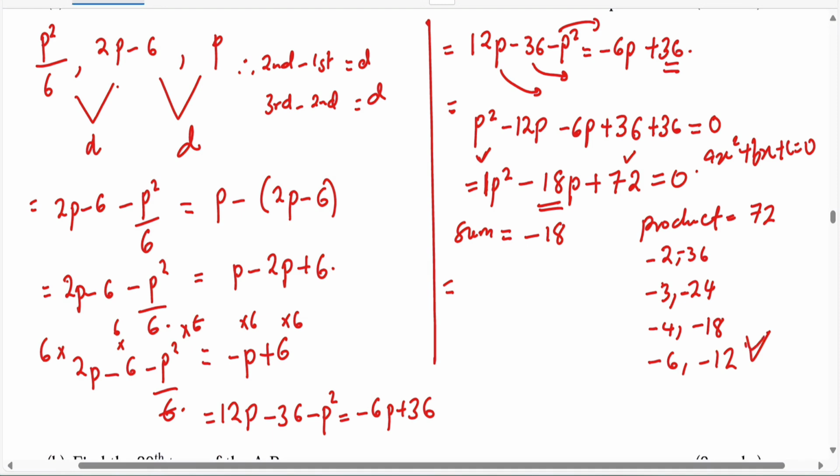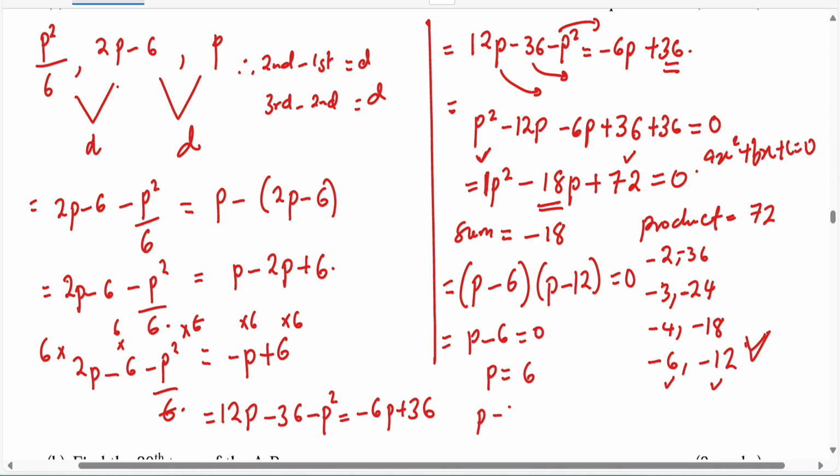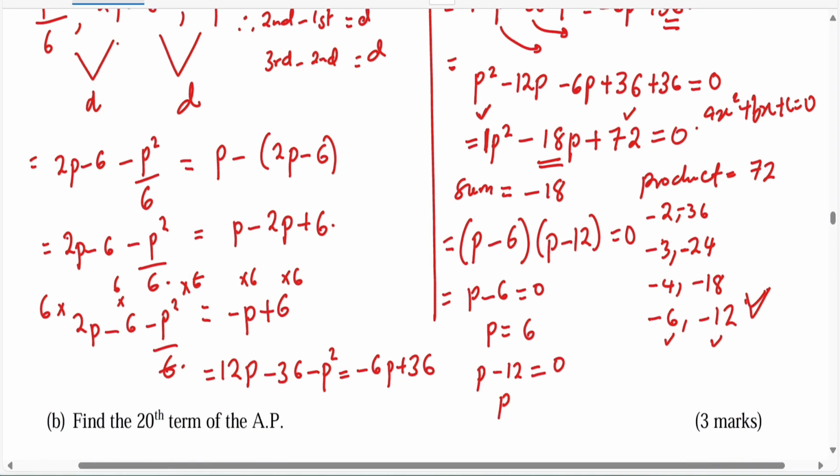Once you get this, if the coefficient for p squared is 1, the easiest way to factorize is to write p minus 6, and your other factor p minus 12, which is equivalent to 0. No need to think too much. So your first one, p minus 6 equal to 0, and p gives me 6. And then p minus 12 equal to 0, and p gives me positive 12. But now you have two answers, but here you can't have two answers.